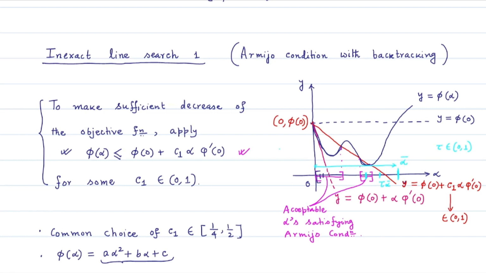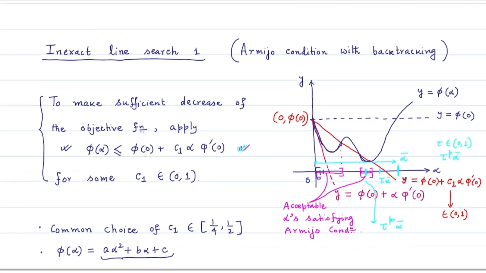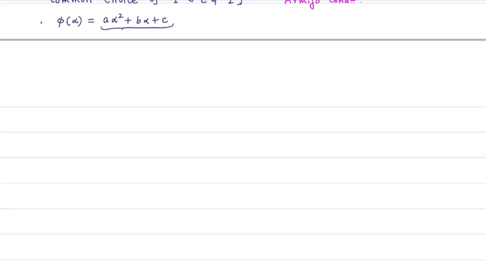Once you identify a fraction tau to the power p for which tau to the power p alpha bar satisfies this Armijo condition, we stop this backtracking and we notice that this tau to the power p times alpha bar is a significant value of alpha that satisfies the Armijo rule. So in practice, we employ Armijo condition with this backtracking rule to find a moderate step length that gives us a sufficient decrease of the objective function value. Let me write this backtracking rule very neatly.